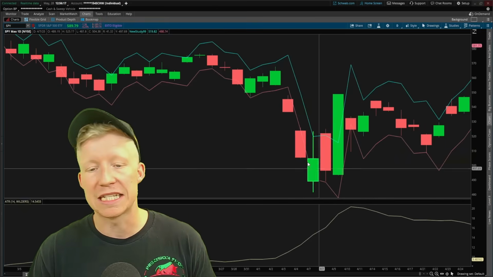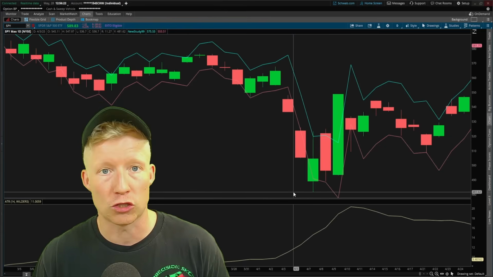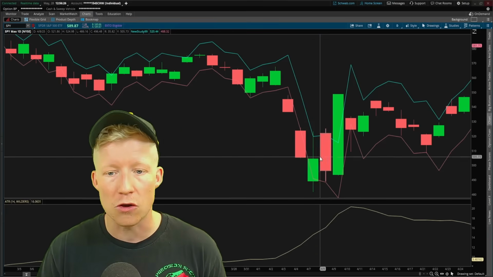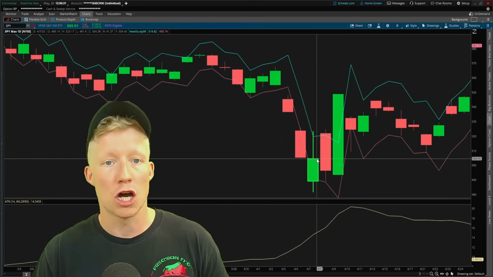But say you wanted to play this dip here. Say, okay, SPY is dipping really hard. I'm going to buy the close of the first green candle. A very common trading strategy. Well, so you buy the close of this candle here at about 505 a share.